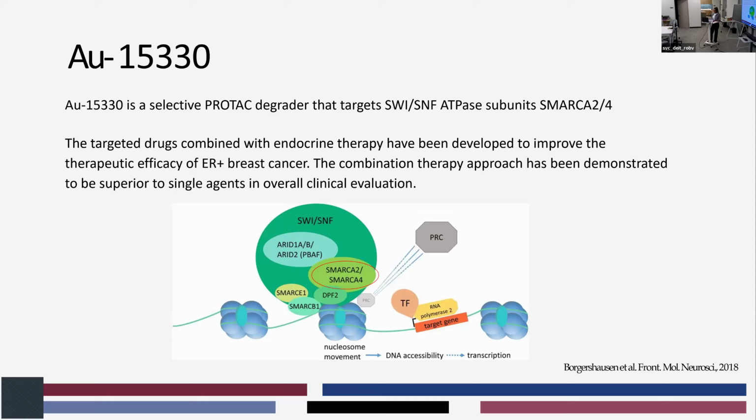This complex at the bottom is the SWI/SNF complex. AU-15-330 is a PROTAC, which means that it is a targeted medicine that forces the cell's natural waste disposal system to destroy specific proteins. The SWI/SNF complex cycles through being in an open and closed state to allow nucleosomes to pass through. SMARCA4, which is circled in red, acts as a battery for this complex, and it gives off energy for the cell. By targeting SMARCA4, you can get rid of the battery that's powering the complex to modulate DNA accessibility.